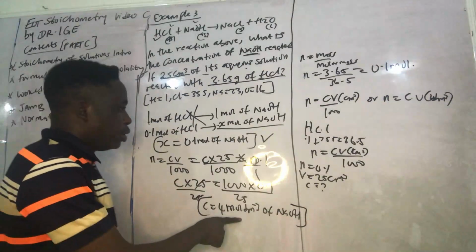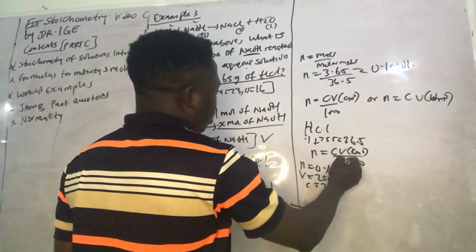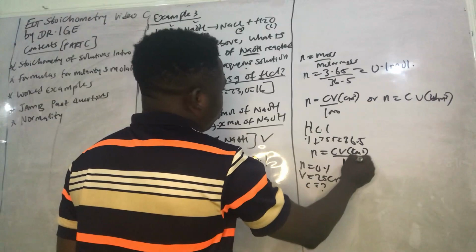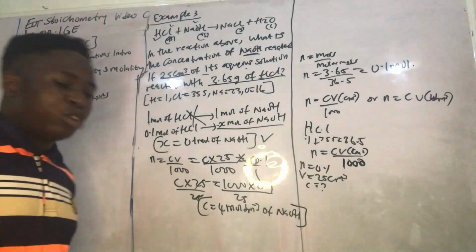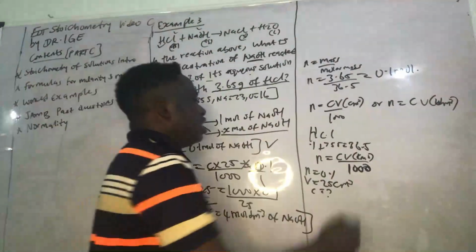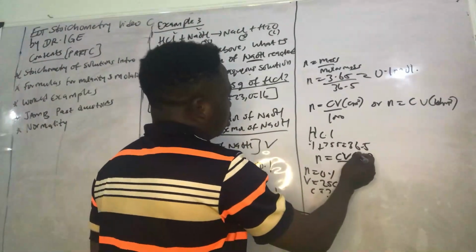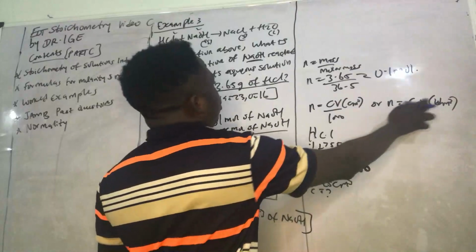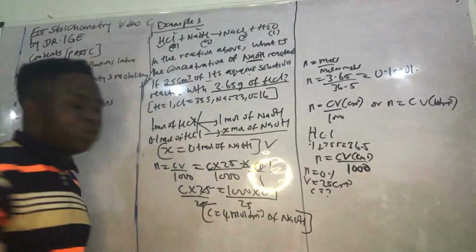Now how do we know the unit is mole per dm³? See, the function of this 1000 here. Remember I said that to convert cm³ to dm³, divide by 1000. That's the function of the 1000. And remember, I already stated before that if V is in cm³, use CV divided by 1000. If it's not, use just CV. So we shall go on to calculate this question.